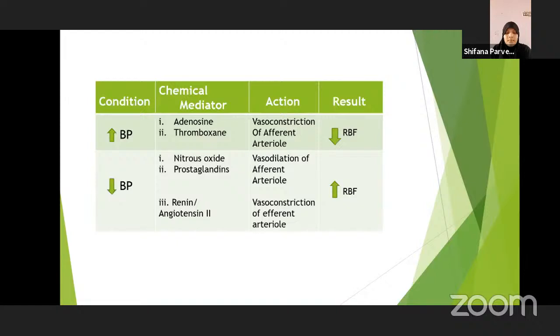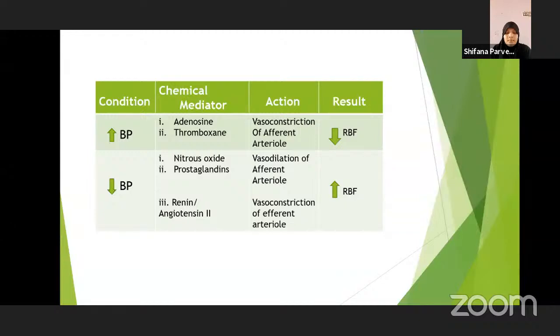Here are the two mechanisms when the blood pressure decreases below normal level. The first one: when the blood pressure decreases below normal level, the macula densa cells release vasodilator substances such as nitric oxide and prostaglandin, and cause vasodilation of afferent arterioles. Then the renal blood flow increases to the normal level.